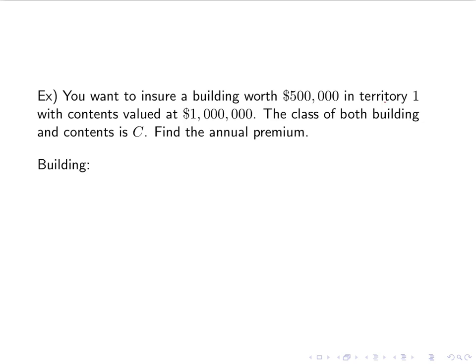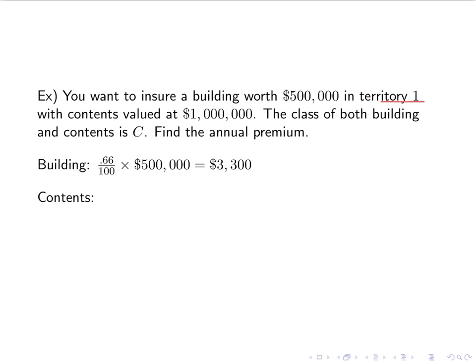So for the building, Territory 1, class C, we should be getting 0.66. So we take that, divide it by 100, multiply it by 500,000, the building's face value, and we should get $3,300.